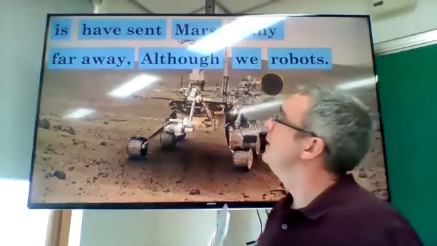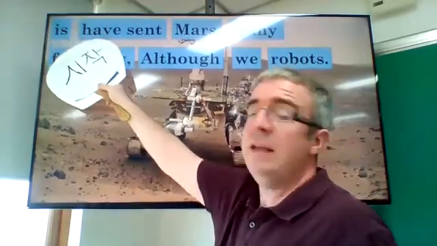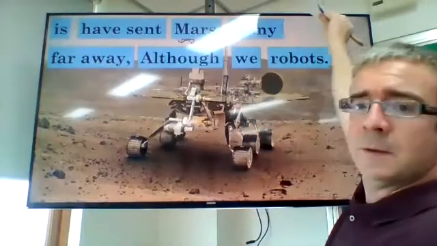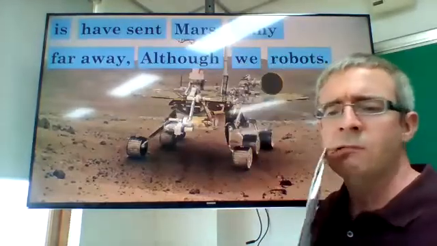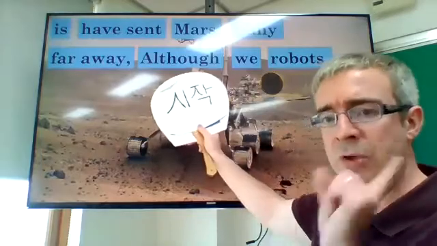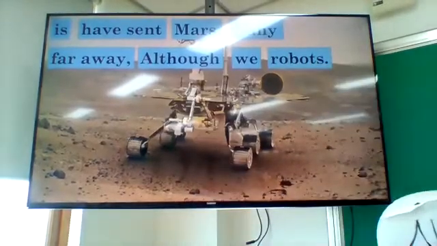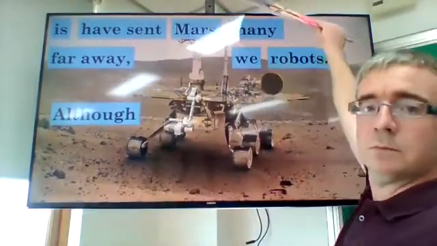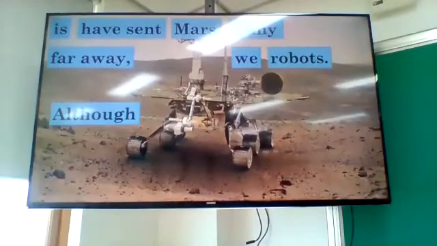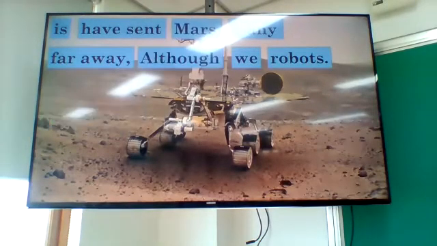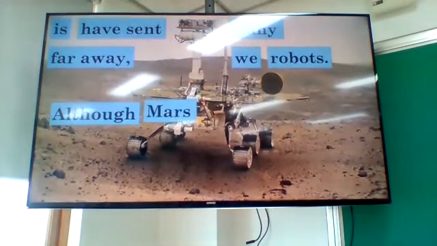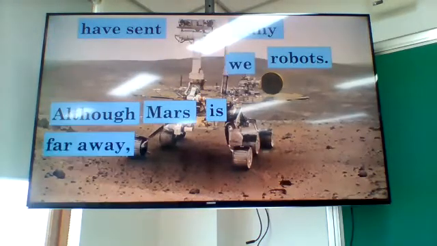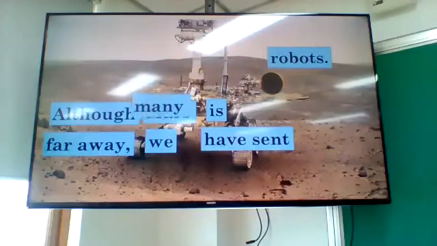So here's a robot rover on Mars. Move it around. So we've got: although, Mars, far away, many robots, have sent. We know that's first. That's got to be first. So what's next? Although Mars is far away, we have sent many robots. Yes, there we are.